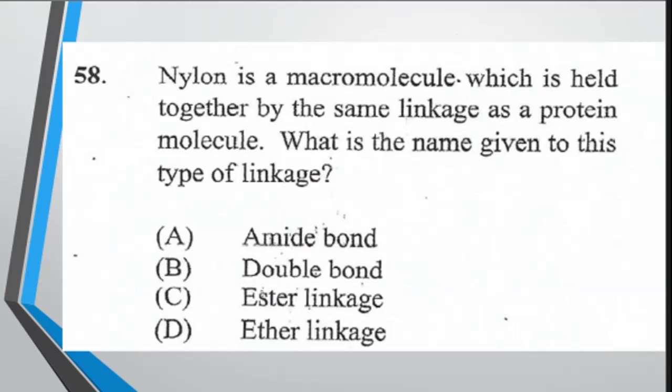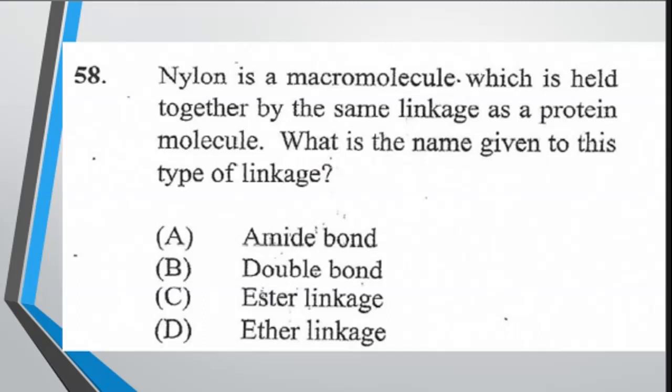58. 3 more, guys. Nylon is a macromolecule which is held together by the same linkage as a protein molecule. Macro is large or big. So nylon is a big molecule which is held together by the same linkage as a protein molecule. Now, a couple of questions ago, I told you that you could have an amide bond or a peptide bond. Inside proteins, you have peptides. So therefore, you could have a polypeptide or many peptide linkages.